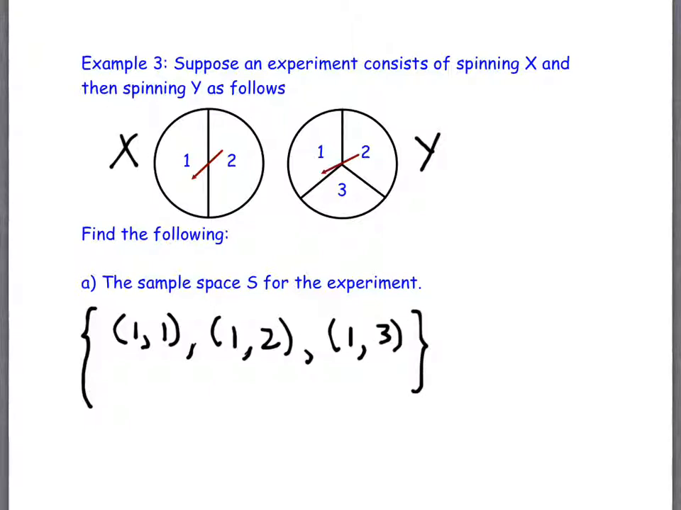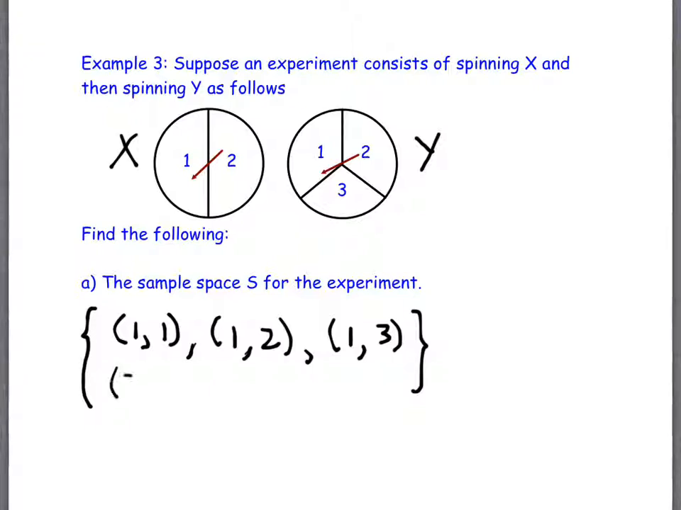Now, I'm able to do what I'm doing because these are evenly divided circles. The first circle, you're equally likely to spin a 1 or a 2, right? It's that angle thing that we talked about on the previous problem. Over here, we're equally likely to get a 1, 2, or 3. So we don't have to actually worry about the probabilities individually because they're all equal.